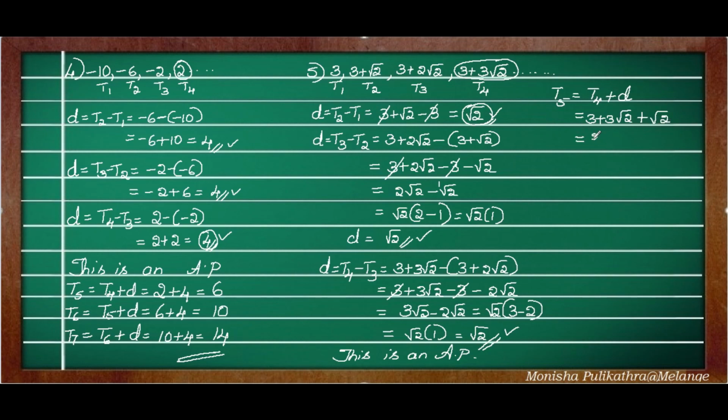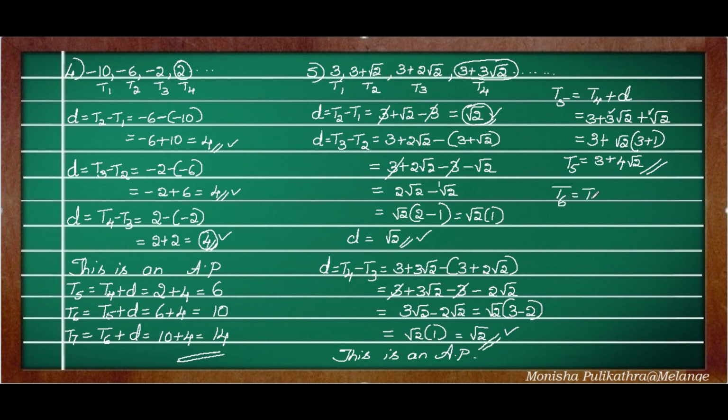So now what you have to do is, here root 2 and root 2 is common, right? You have to take the common term. The remaining will be 3 and here there is a 1. Okay. So 3 plus 1 will be the remaining term, that is 4. So 4 root 2. So 3 plus 4 root 2 is the fifth term. In the same way, you need to do the next term also.